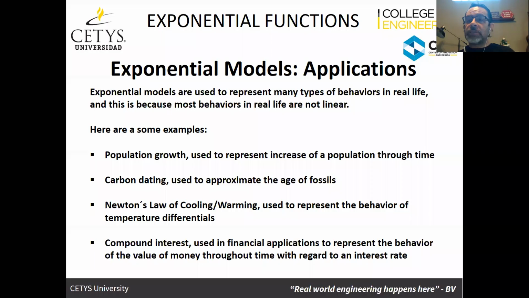Okay, clear these drawings. Okay, so that's kind of a summary here of exponential functions and models and their applications. And so the next thing we're going to do is that we're going to solve some problems.